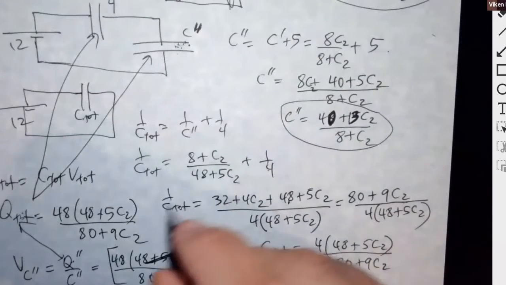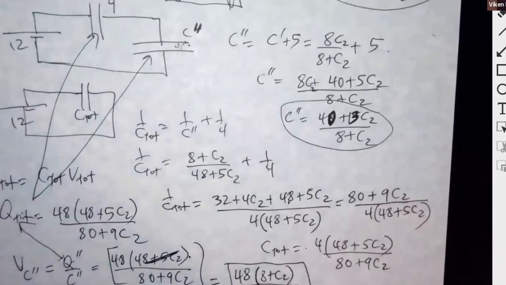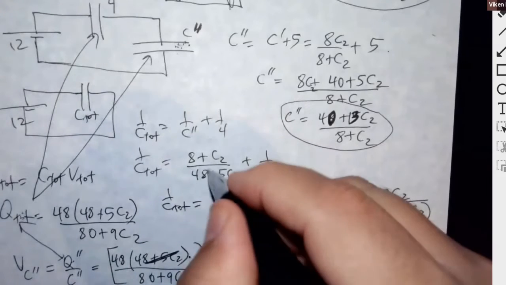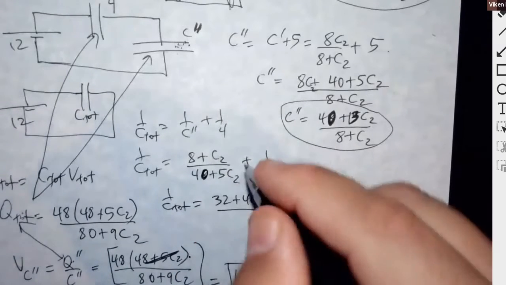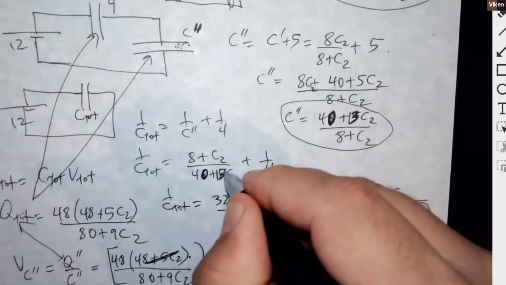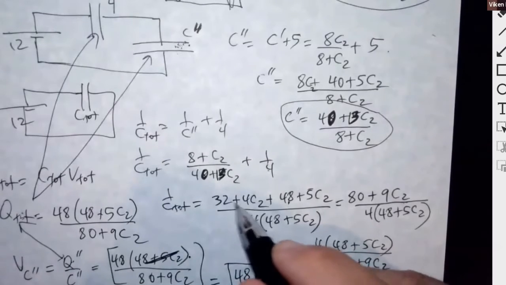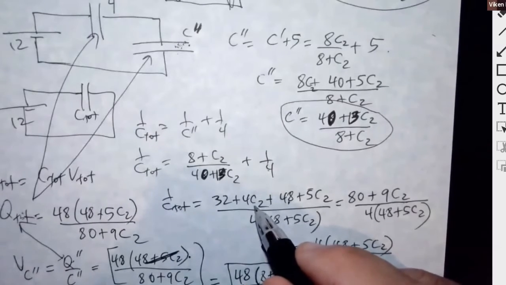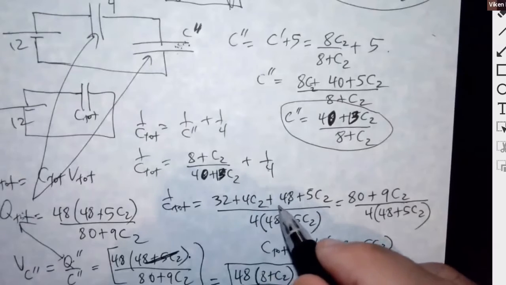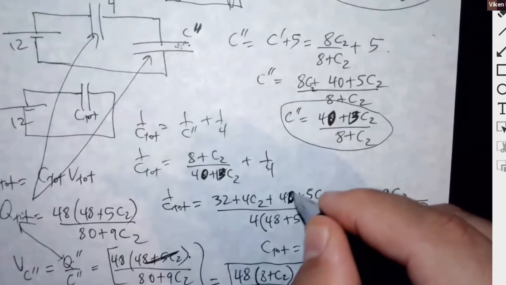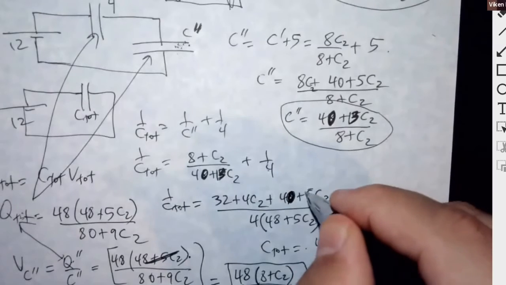Okay, so then this is 8 plus C2, 40 plus 13. Oof, it trickles down everywhere. 32 plus 4C2 plus 40 plus 13.